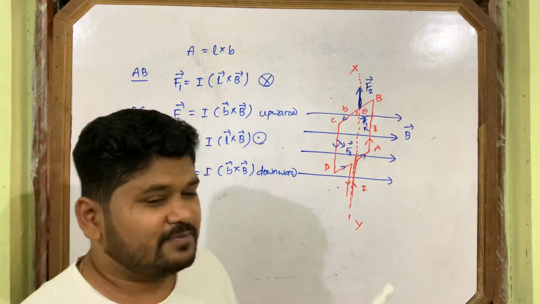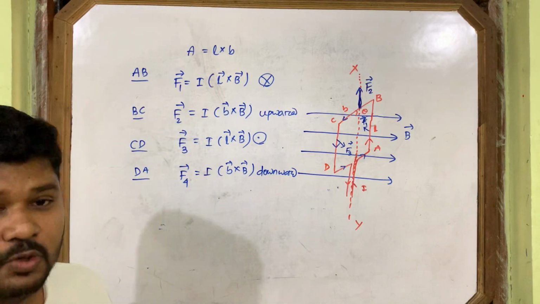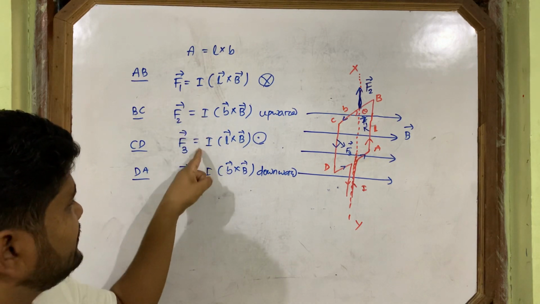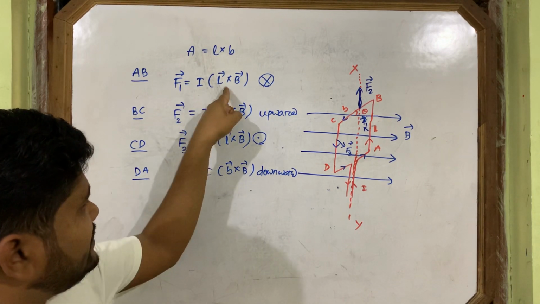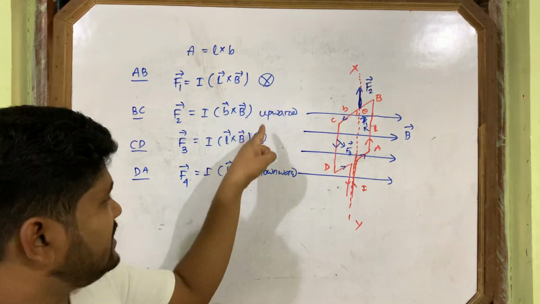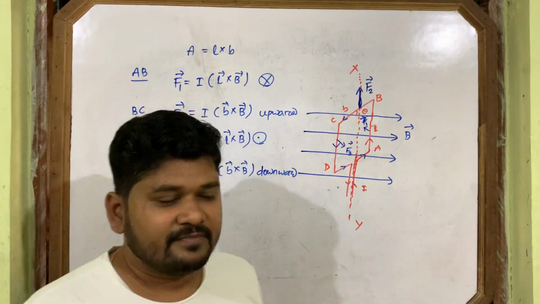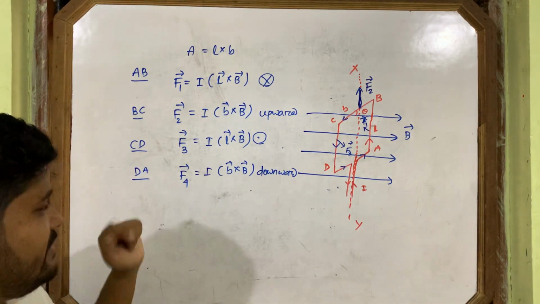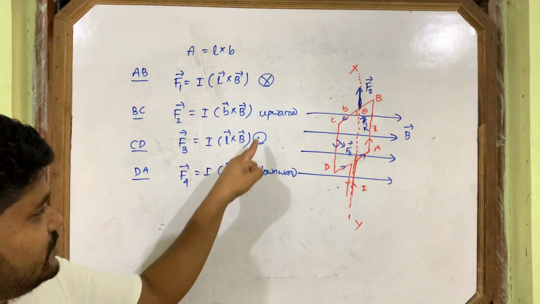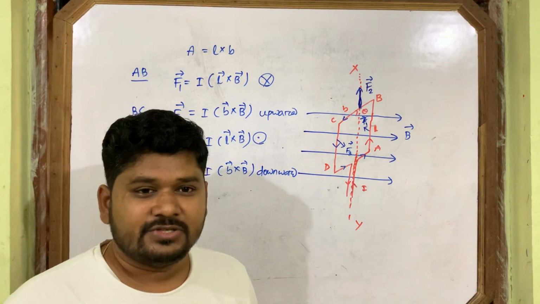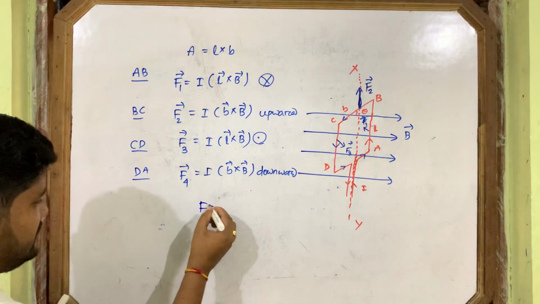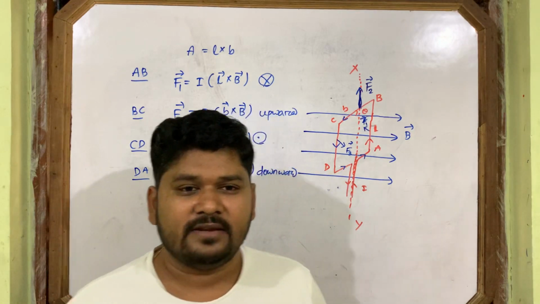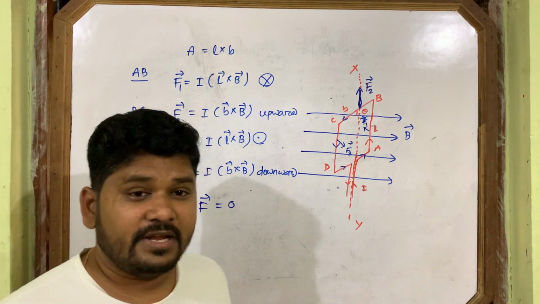You will see the total force on this loop. F1 vector and F3 vector, F1 and F3 are equal in magnitude and opposite in direction. They cancel each other. F2 vector and F4 vector, they are equal in magnitude and also in opposite direction. So net force on the conductor is equal to 0. Means conductor will not move anywhere.